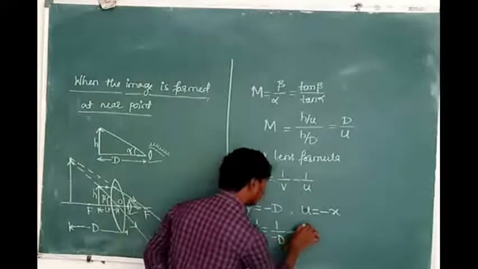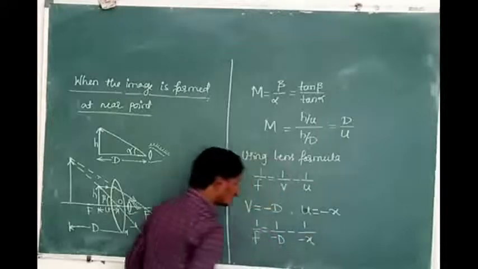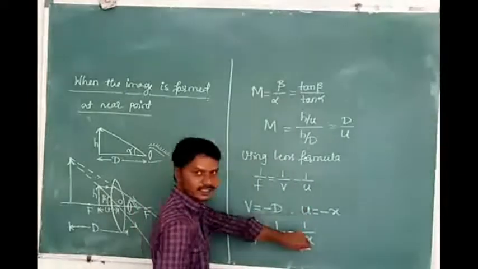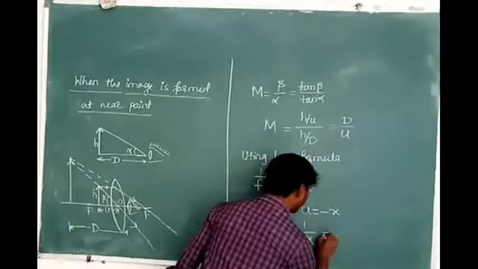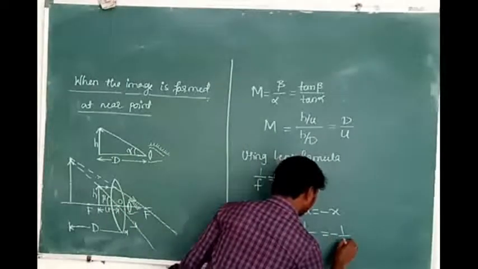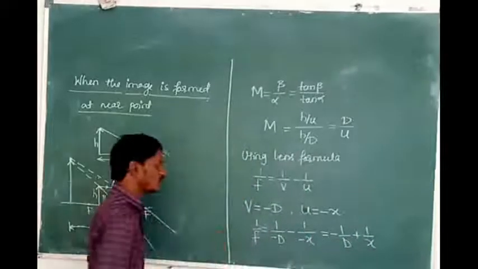Then minus of minus of 1 by minus x. So minus by minus, that is a plus. It is minus of 1 by d plus 1 by x. So it is a 1 by f.